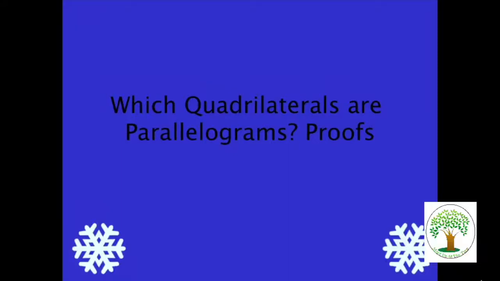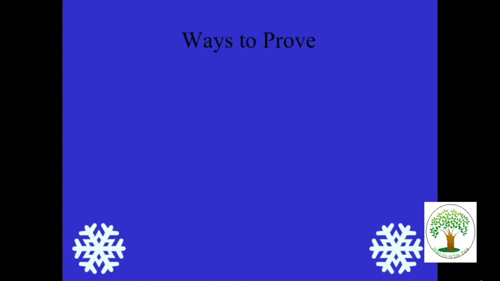Now we're going to be talking about quadrilaterals, determining if they are parallelograms or not. There will be some proofs. You might have some pictures that look like parallelograms, but you'll have to decide if there's enough information to determine it. This is the third section for chapter or unit 6.